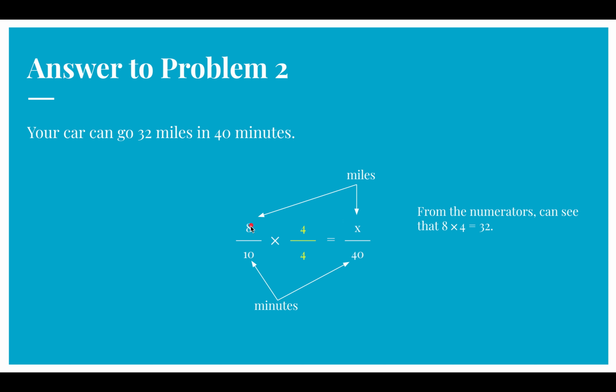So you can go 8 miles in 10 minutes, and you don't know how many miles you can go, x, in 40 minutes. So we divide 40 by 10, we get 4 here, and the numerator also has to be 4 then. So now we have 8 times 4 is equal to x, and we know 8 times 4 is equal to 32. So in 40 minutes, you can go 32 miles.